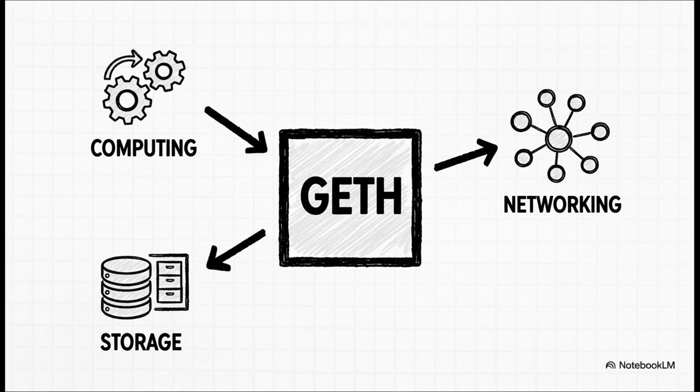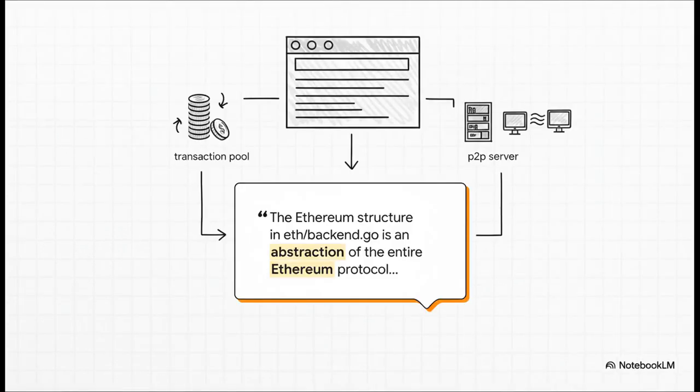And finally, you've got networking, which is the piece that talks to all the other nodes on the network using the peer-to-peer protocol, DevP2P. And check this out. This quote really hits the nail on the head. For those of us who actually like to dig into the code, if you go look at the eth/backend.go file in the Geth repo, you'll find this main Ethereum struct, and it's all laid out right there. The transaction pool, the database, the P2P server, it's literally the whole protocol abstracted into one neat package.